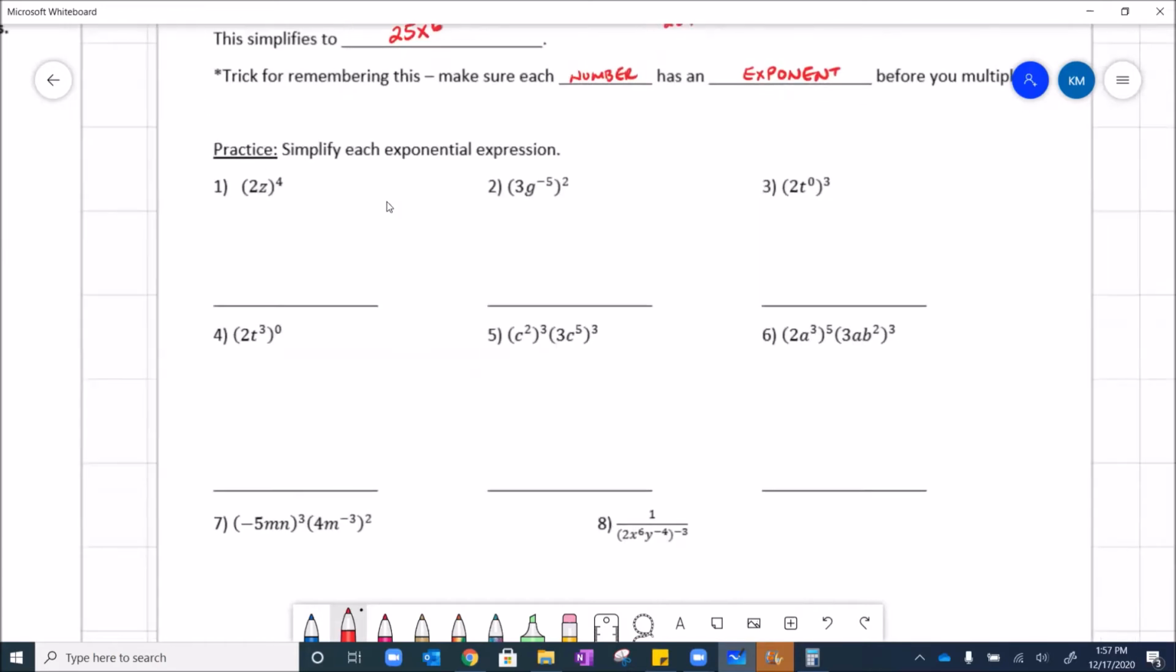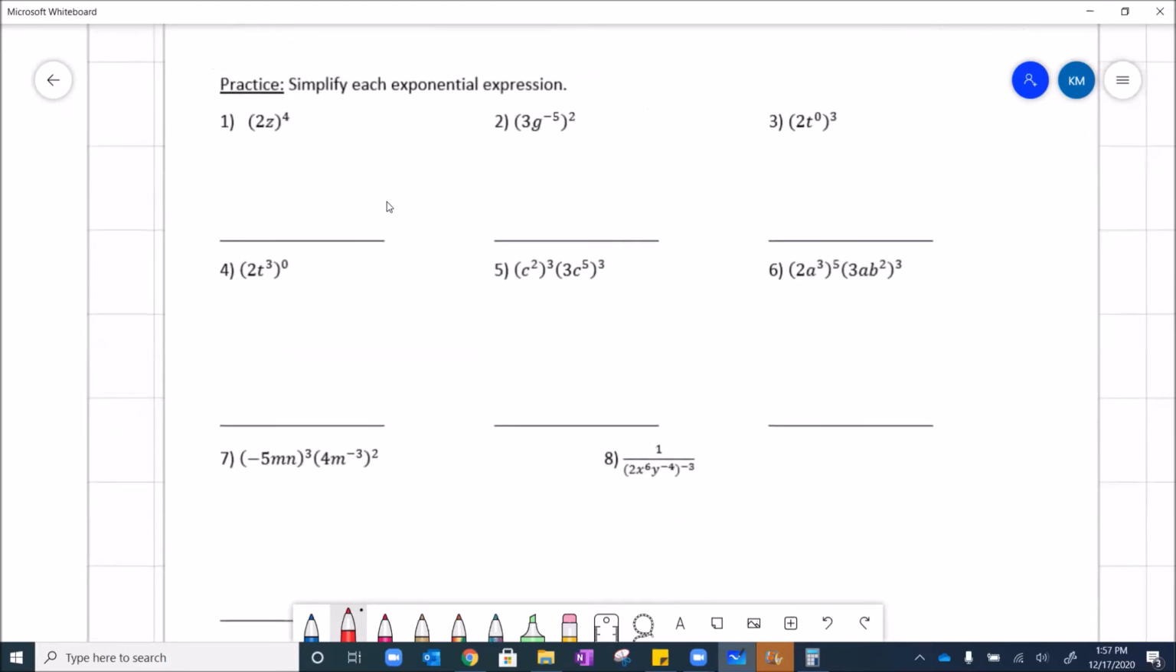Okay, so let's do a few practice problems with that here. So 2z to the 4th, I'm going to make sure that each of my numbers has an exponent, and then I'm going to distribute to it. So I have 2 to the 4th, z to the 4th. That's going to give me 16z to the 4th.